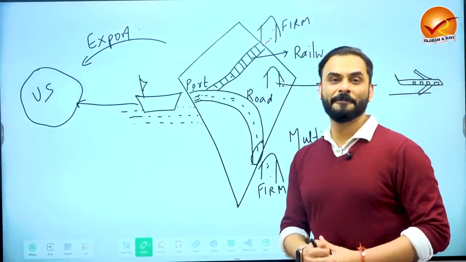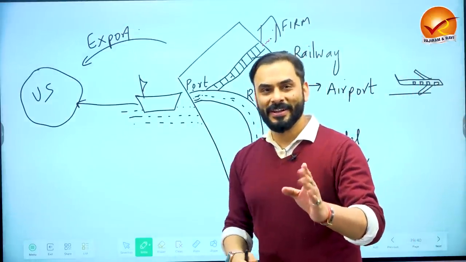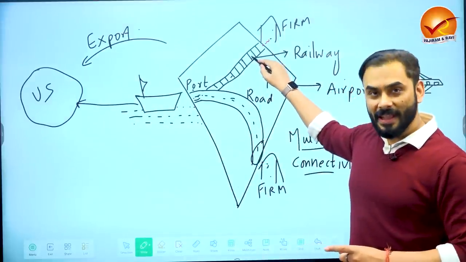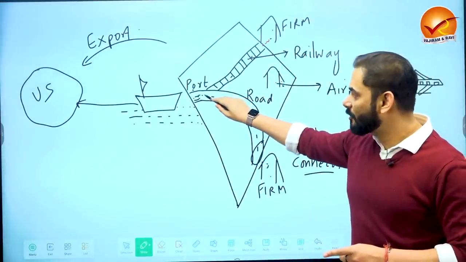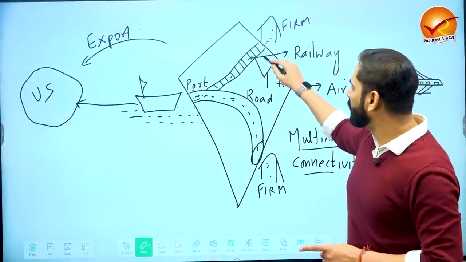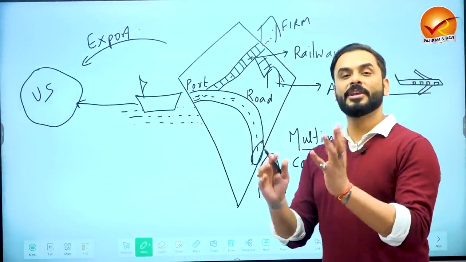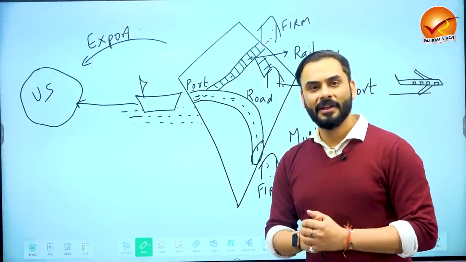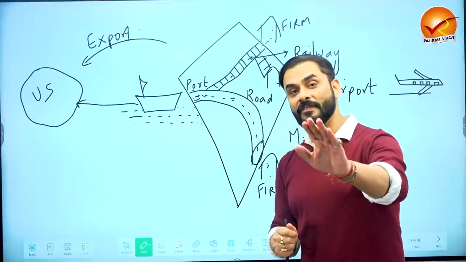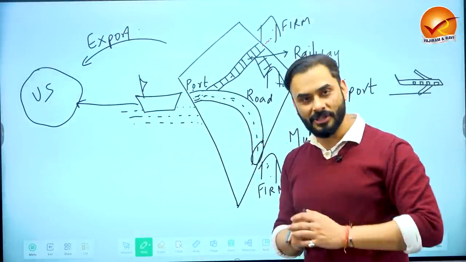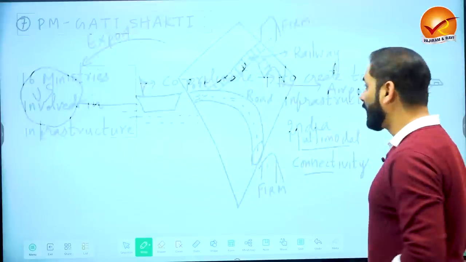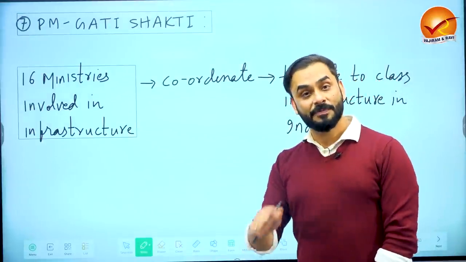Who will ensure it? How will you make sure that if there is a railway, it must be connected to ports, it must be connected to airport? How will you make sure that these connections happen? How will you make sure that Ministry of Railway coordinates with Ministry of Civil Aviation, right? So for that thing, Government of India introduced a scheme called as PM Gati Shakti.